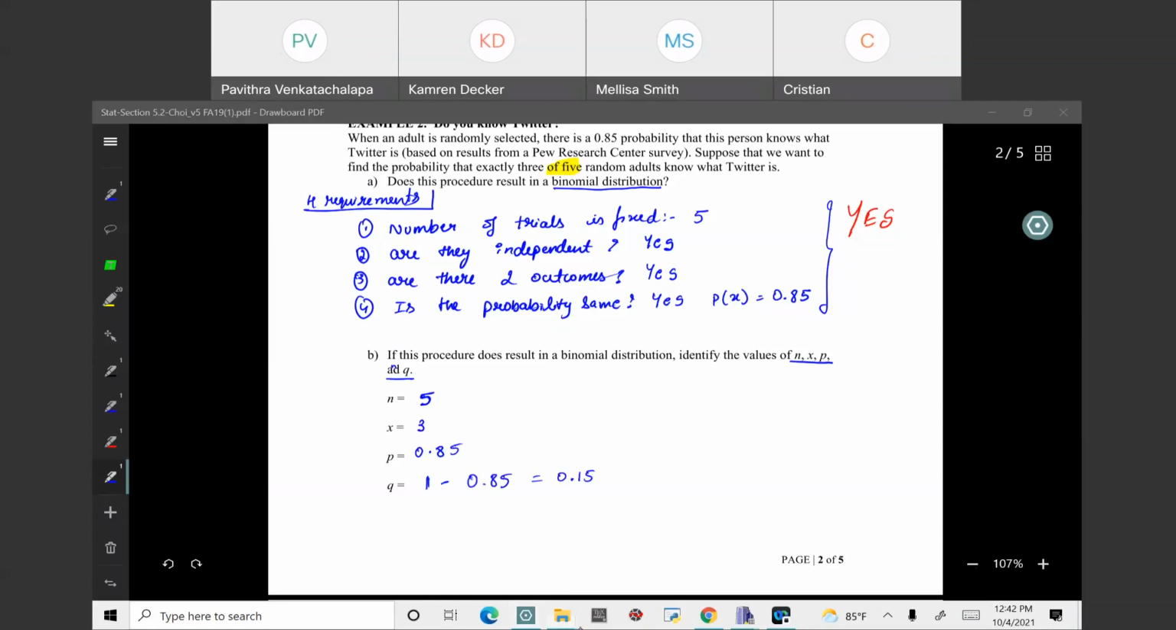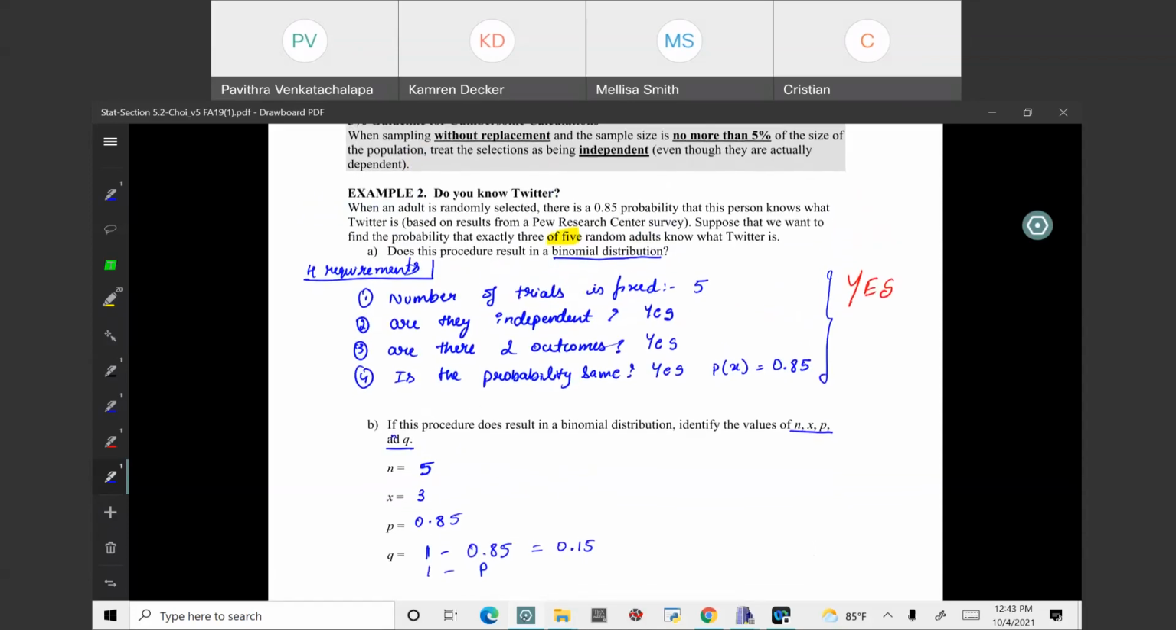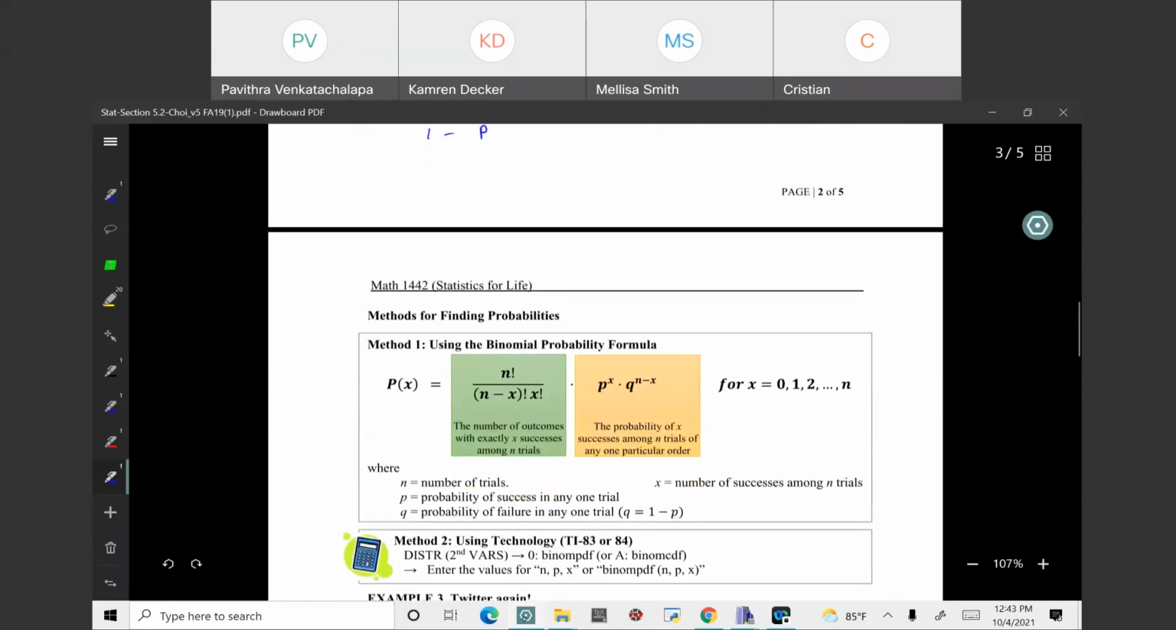Okay, this is the formula: q equals 1 minus p. Got it? So this is how you find out n, x, p, and q. You must know how to find these, because you cannot do this in a calculator. Now, after you find all these terminologies, you are going to solve another example.